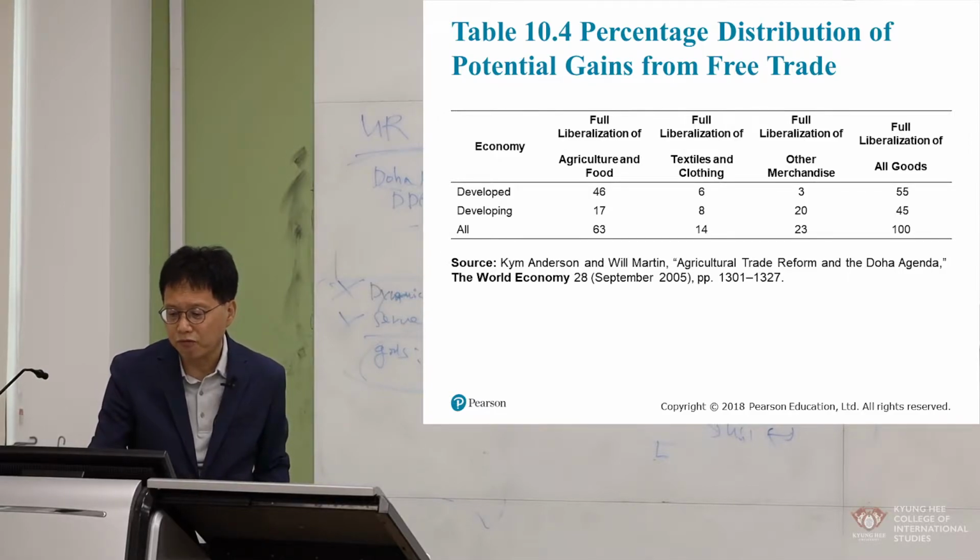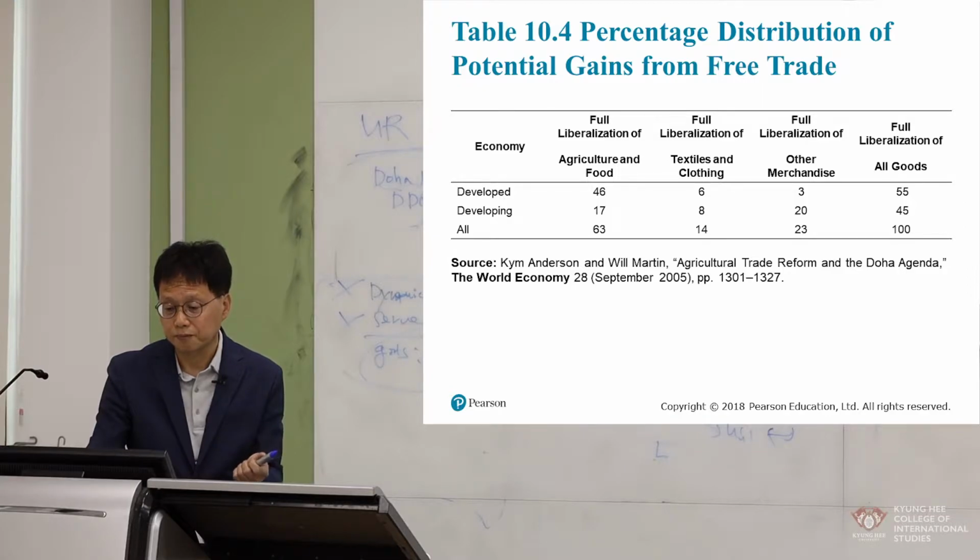Actually, table 10.4 is really important. So economy, developed and developing. And number one scenario is full liberalization of agriculture and food. Full liberalization. So, abolishment of tariff in agriculture by developed countries. Liberalization in agriculture by developing countries. Can you understand how to interpret this result?